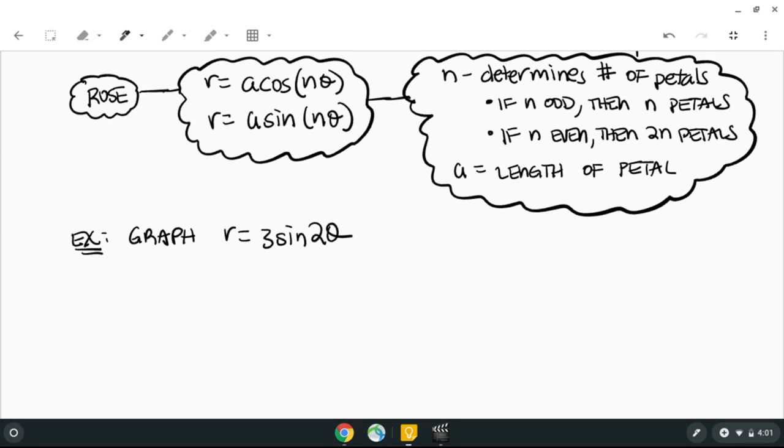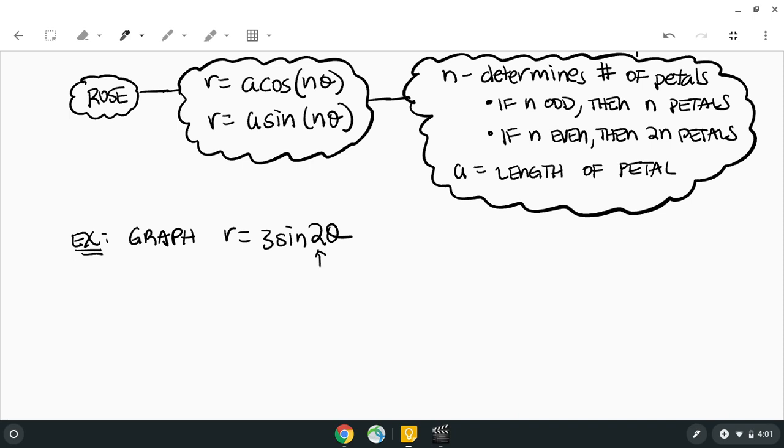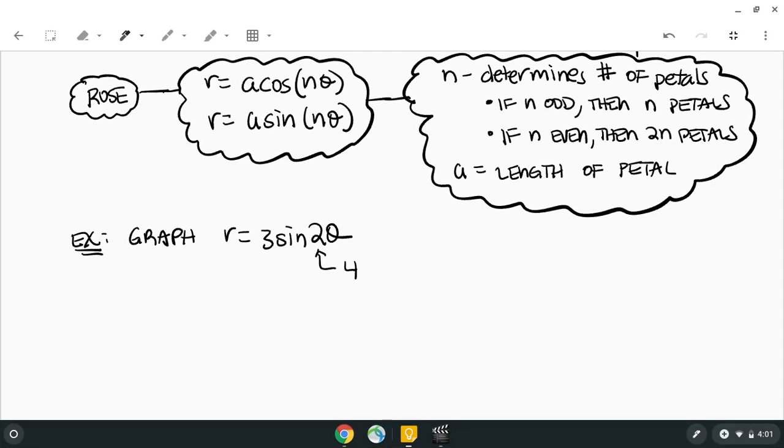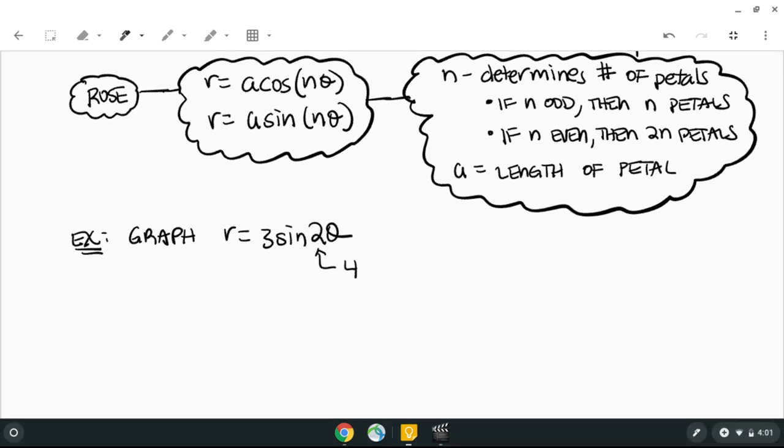This tells me that I have not 2 petals, I have 4 petals, because remember, when it's even, you have to double it. If it's odd, then you have that many. So we have 4 petals, and that 3 tells me how long each petal is going to be. So each petal is going to have a length of 3.